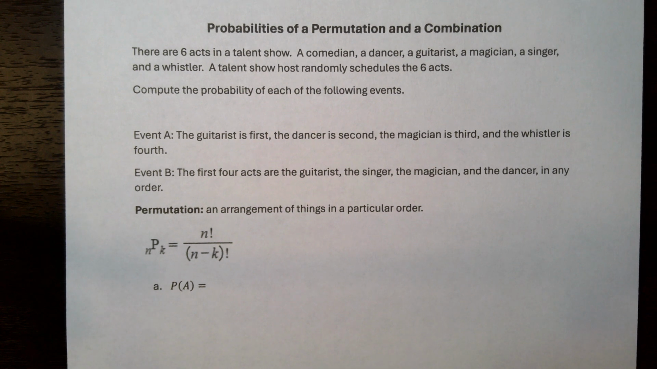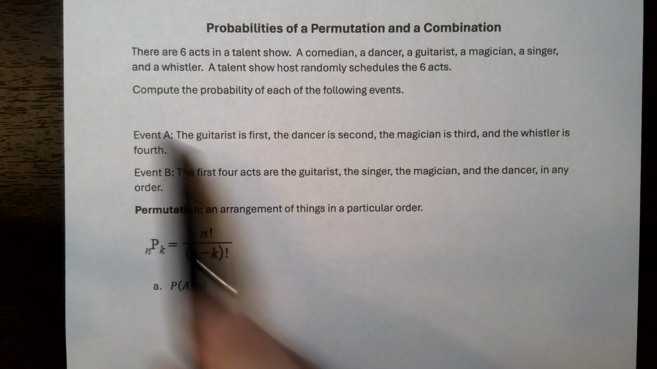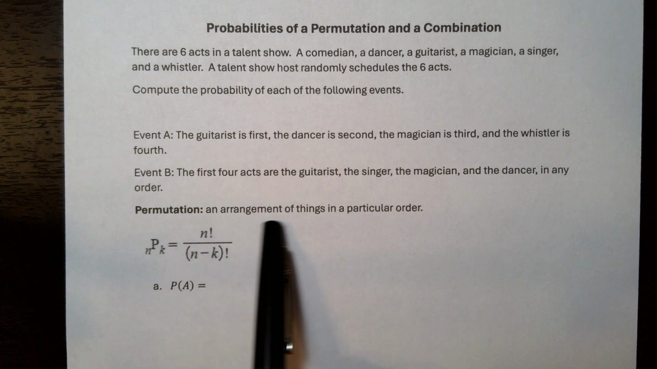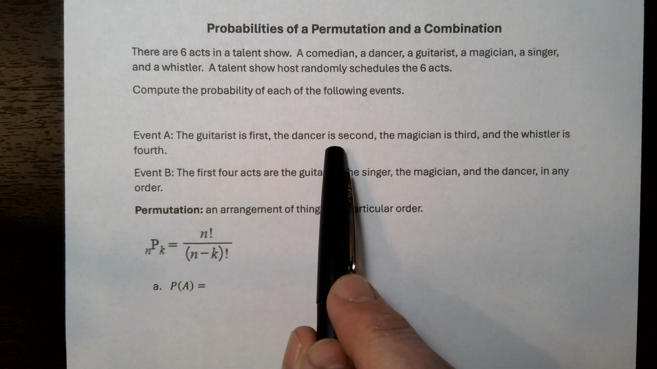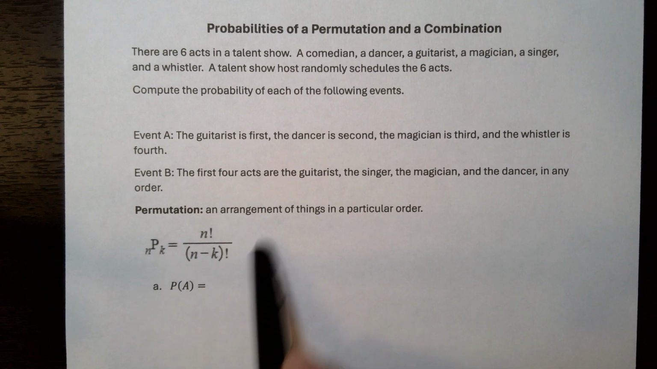So in the first one, the order matters, and in the second one, the order doesn't matter. The first one, event A, is a permutation, which is an arrangement of things in a particular order, like this: guitarist first, dancer second, and so on. And this is the formula for it.